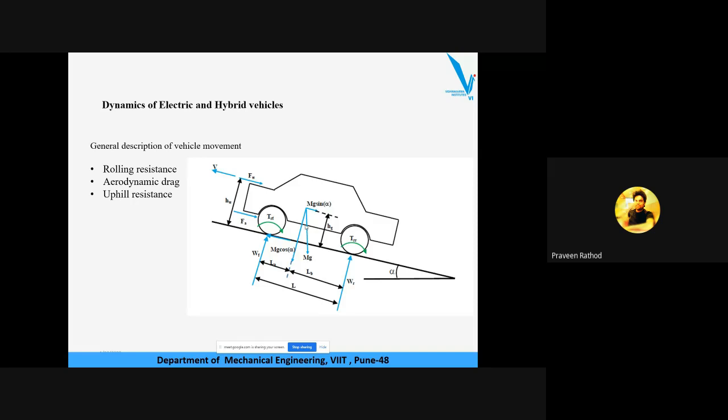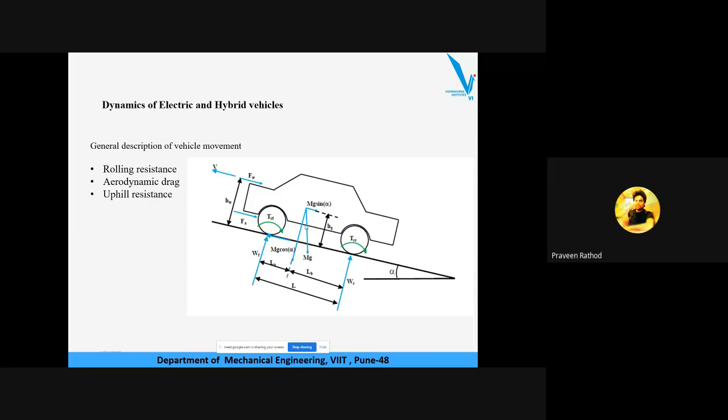So air resistance and tire resistance, we will consider those resistances according to the acceleration of the vehicle. Okay, so this acceleration of the vehicle, what will it depend on? It will depend on the power delivered by the propulsion unit. And what is the road condition?